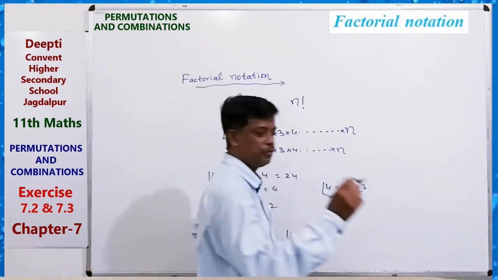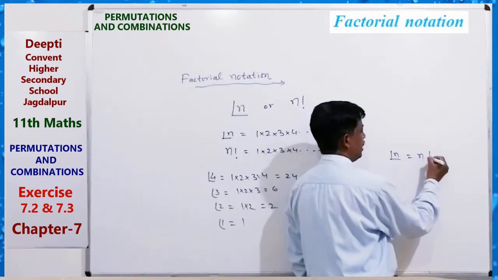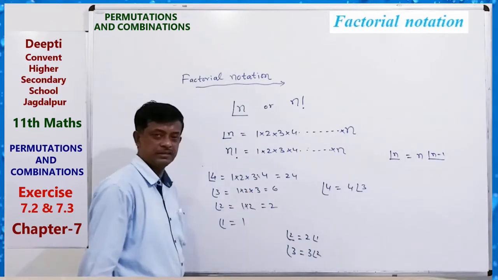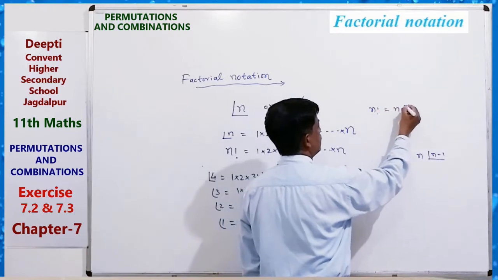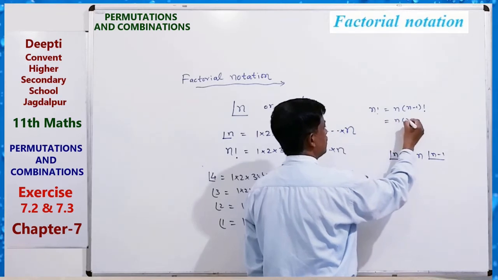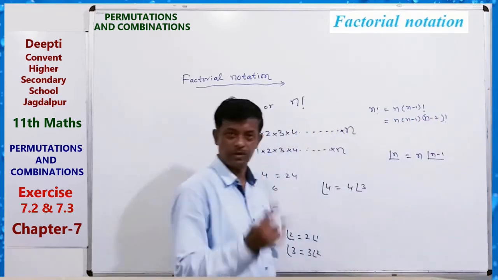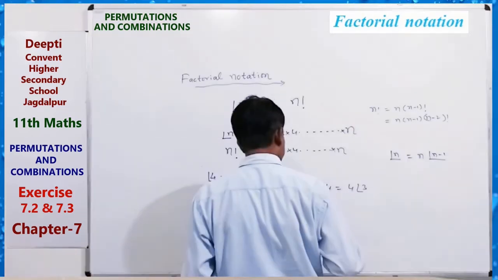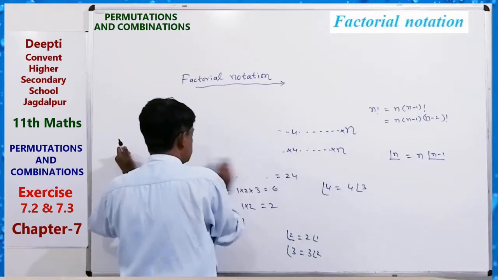That is, if we have factorial n, then we can write n into factorial n minus 1, one less. Just like this. That is, factorial n can be written n into (n minus 1) factorial. Also, we can write (n minus 1) into (n minus 2) factorial. This is the notation, so helpful for finding the value of nPr. So this notation is very useful.